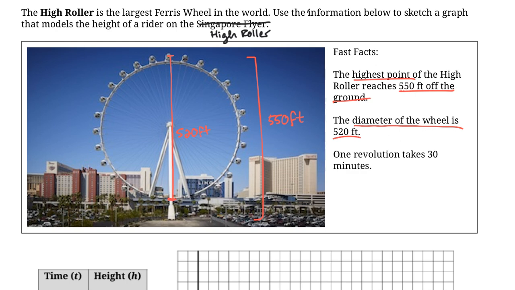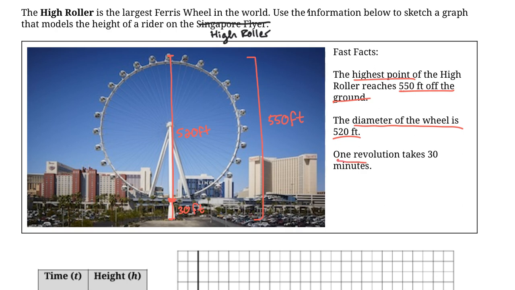So that would mean that from the other end of the circle to the ground, this distance right here at the bottom, is 30 feet. Because 520 feet plus this 30 feet make up this full height of 550 feet.